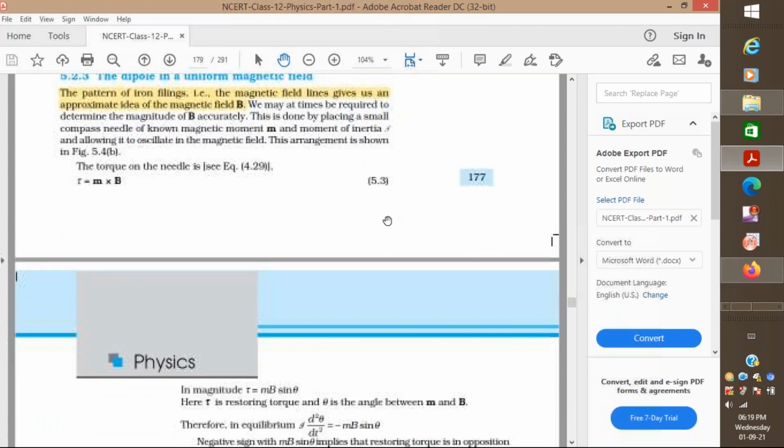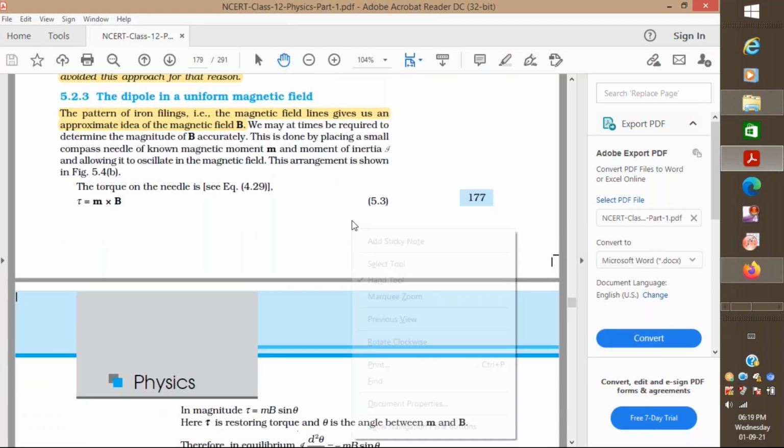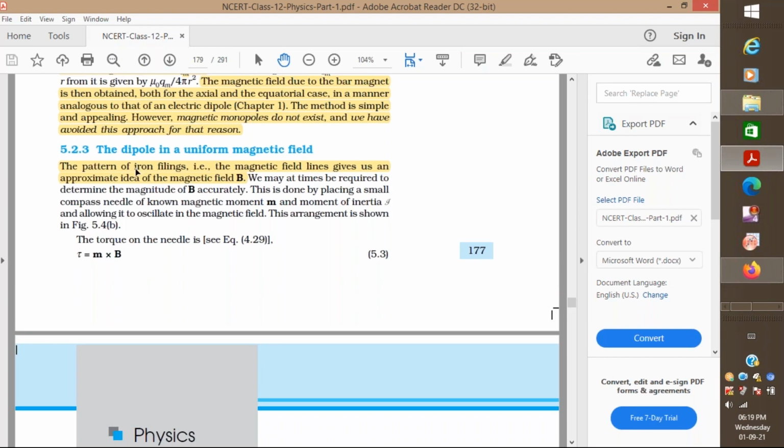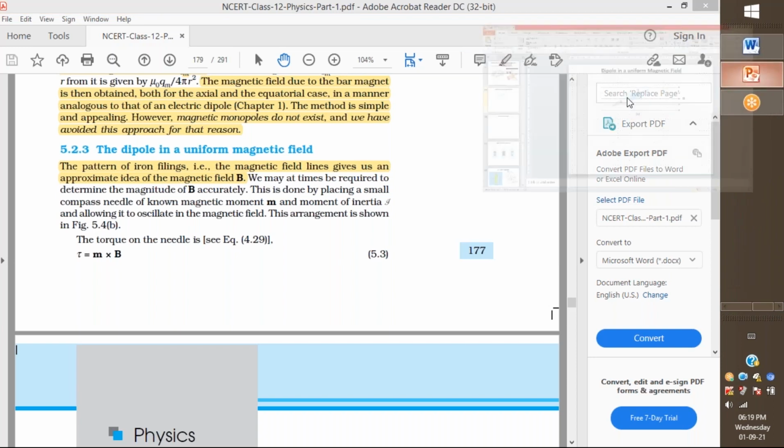So this factor is mu 0 by 4 pi here, which is analogous to the factor 1 by 4 pi epsilon 0 for electrostatics. Okay. So up to here we had discussed last day. So today what we'll do, we'll see if we keep a dipole, magnetic dipole, in a uniform magnetic field, what happens to that.